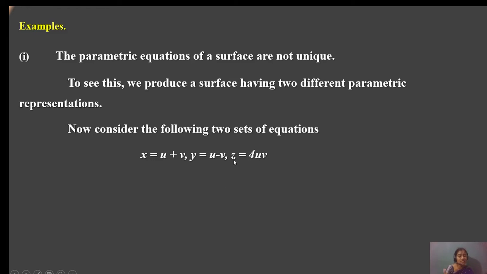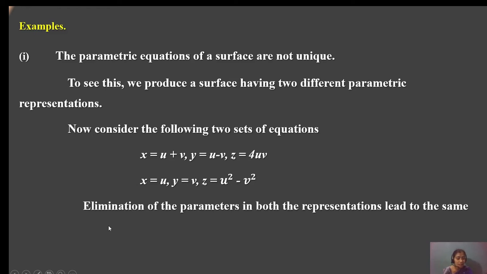Now consider the following two sets of equations. The first set is x equals u plus v, with domain u, v, and x, y, z is represented globally on the surface: x equals u plus v, y equals u minus v, and z equals 4uv. The second set is x equals u, y equals v, and z equals u square minus v square. These are the two sets.